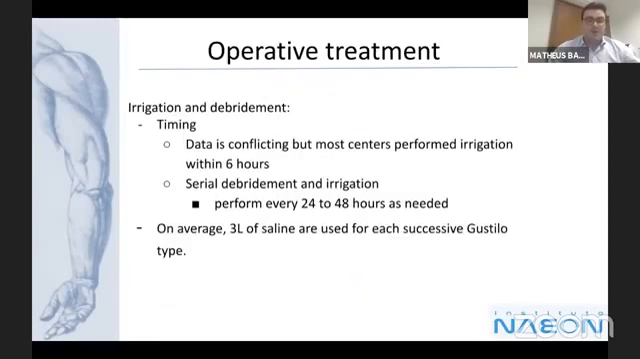In the operative treatment, the time is very important. It is controversial, but most centers perform irrigation within 6 hours, though it's not a rule. We do it because people do it all over the world, so we do it the same way. Serial debridements and irrigation are performed every 24 to 48 hours as needed. A second look, a third look, whatever we need, we have to do the irrigation and debridement as needed.